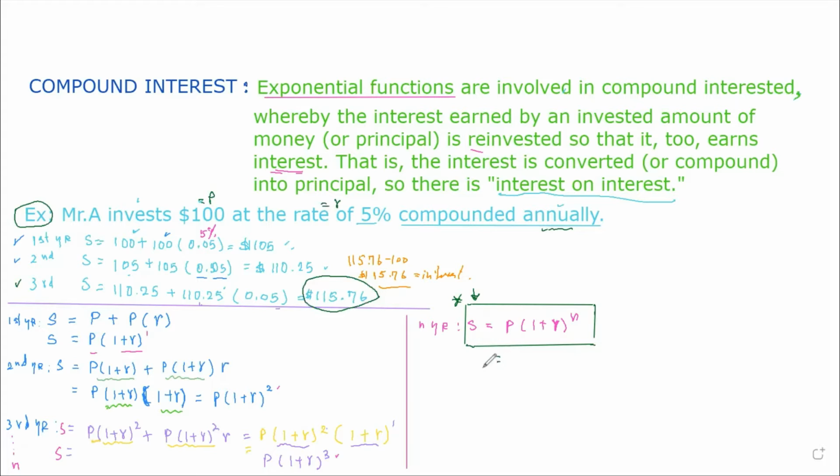So you can replace it here with the sum of the third year. It becomes principal 100 times (1 + interest), where interest is 5%, 0.05, to the power of 3 years. Calculate it and we have the same amount: $115.76. If you do up to 10 years, you just repeat with N equal to 10, that's all. So this is the idea of compound annually.